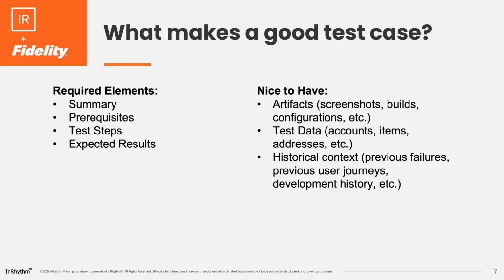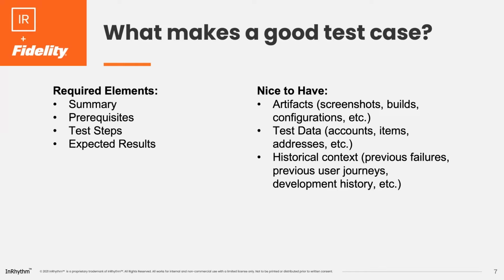Artifacts, these can be screenshots showing what the app looks like, builds that need to be installed, configuration files to load, anything that is ready to go that the tester can use to replicate the test scenario. Additionally, there is test data. These can be accounts, they can be items for shopping apps, they can be addresses, whatever needs to be inputted into the app as data for it to satisfy the conditions of the test.